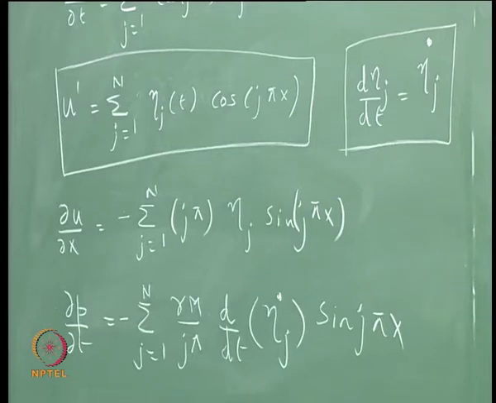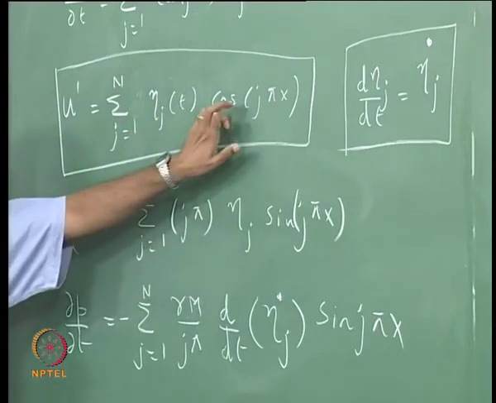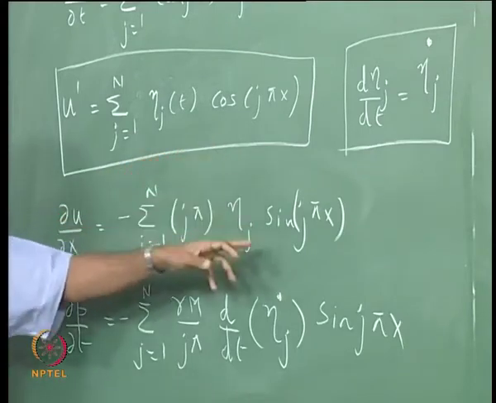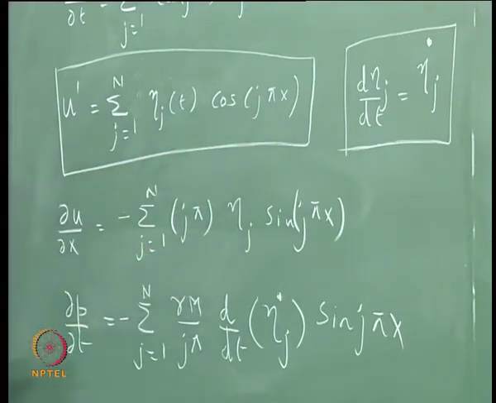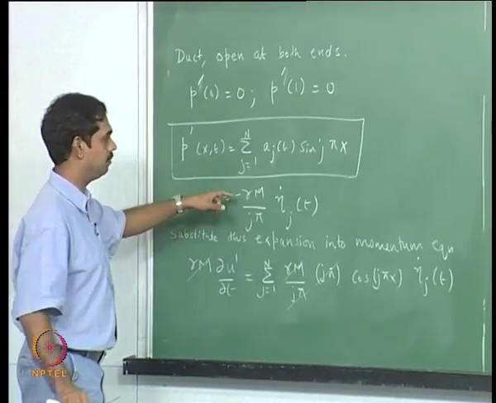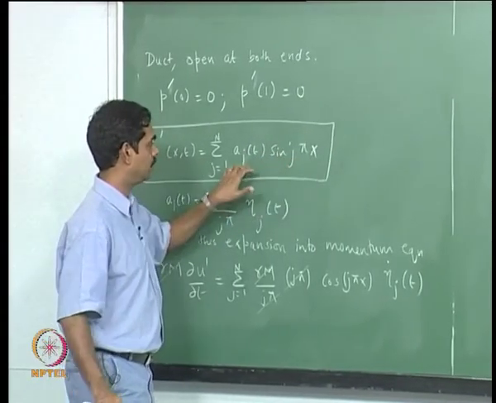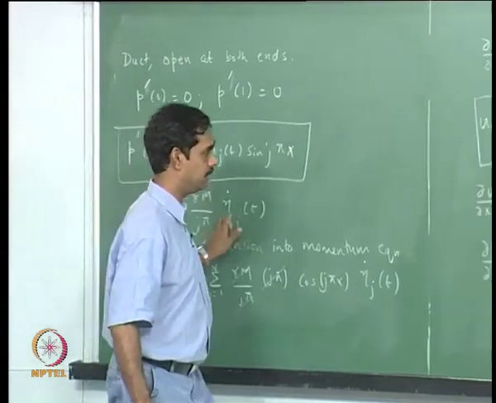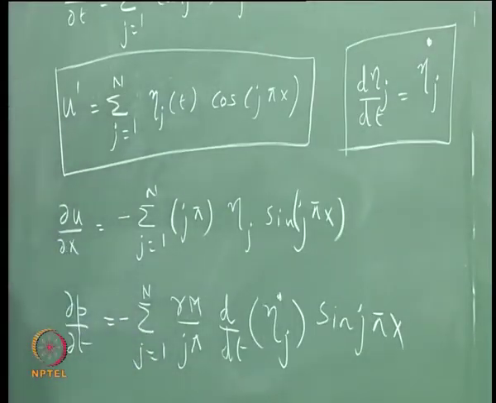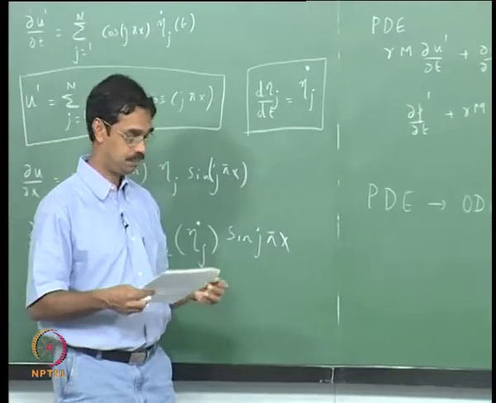We'll just pause for a minute for you to check this relationship. If you differentiate this with x, this does not have any dependence on x, so it comes straight through. But when you differentiate cos, you get minus sin, and the j pi is a coefficient which comes out. Similarly, to get the pressure, we have the expression for pressure, and we substitute this aj here, so that is the minus gamma m over j pi. When we do d over dt, this sin is not a function of time, but eta j dot is, so you get d dt of eta j dot. Is this clear?